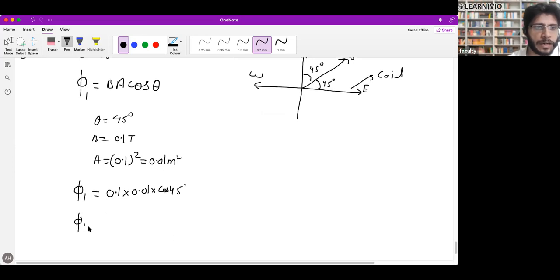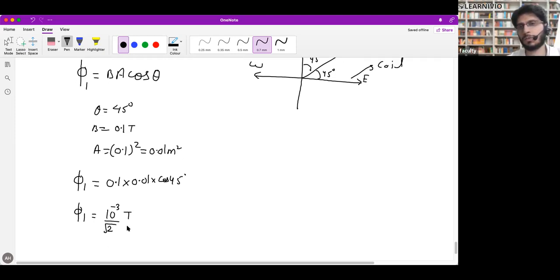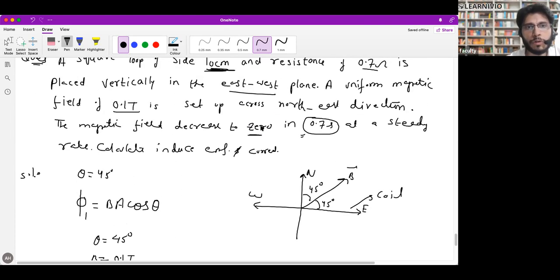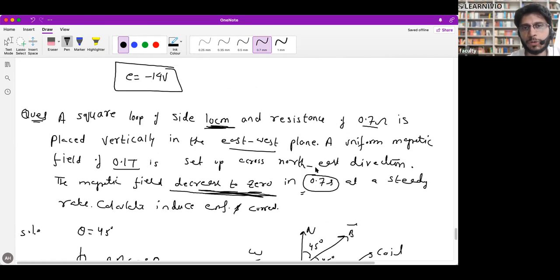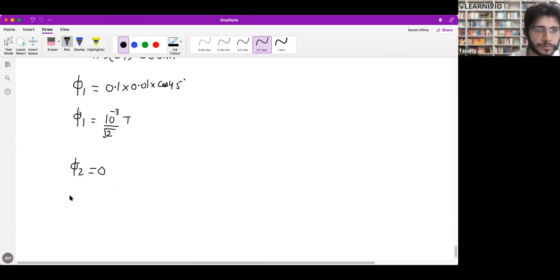So you will get that your initial flux is 10 raised to the power minus 3 cos 45, which is 1 by root 2 Tesla. That's phi 1. Now, what about the final flux? The magnetic field reduced to 0, that means flux reduced to 0. Phi 2 is 0 now. How much time does it take to reduce to 0? It is 0.7 seconds. So delta T is 0.7 seconds.